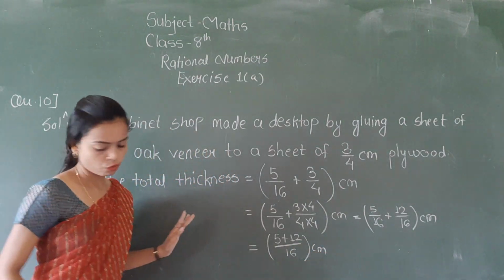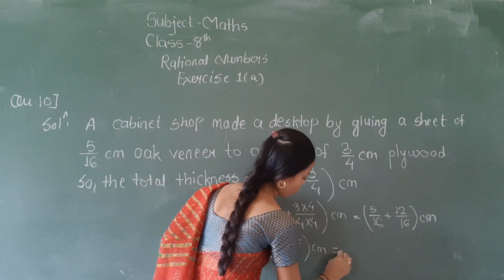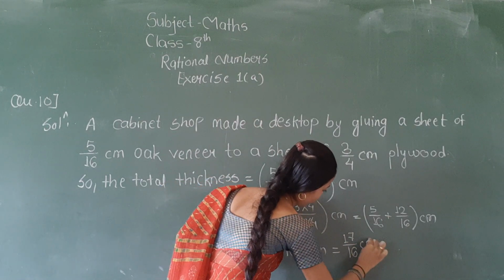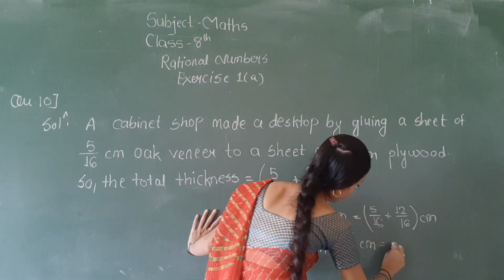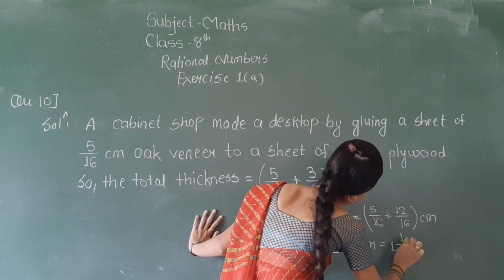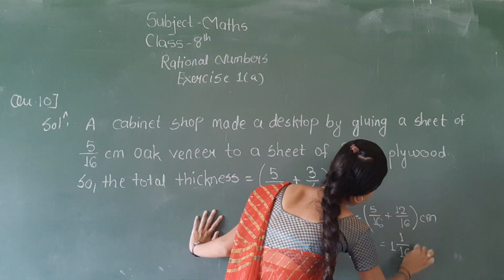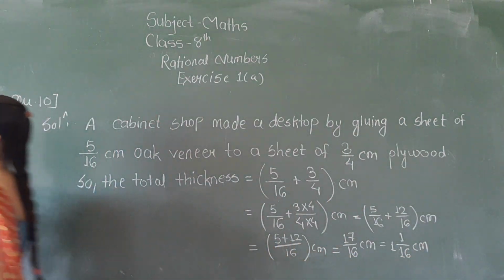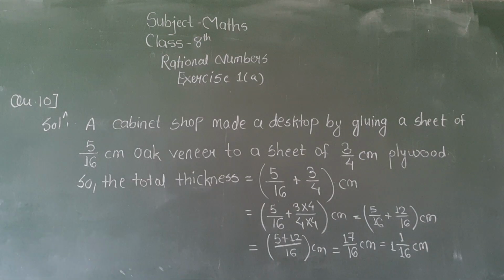Okay, 5 plus 12, that is 17 upon 16 centimeter, and in the mixed fraction we can write it as 1 and 1 upon 16 centimeter. So the total thickness of the desktop is 17 upon 16, but we have to write it in a mixed format. So your answer is 1 and 1 upon 16 centimeter.